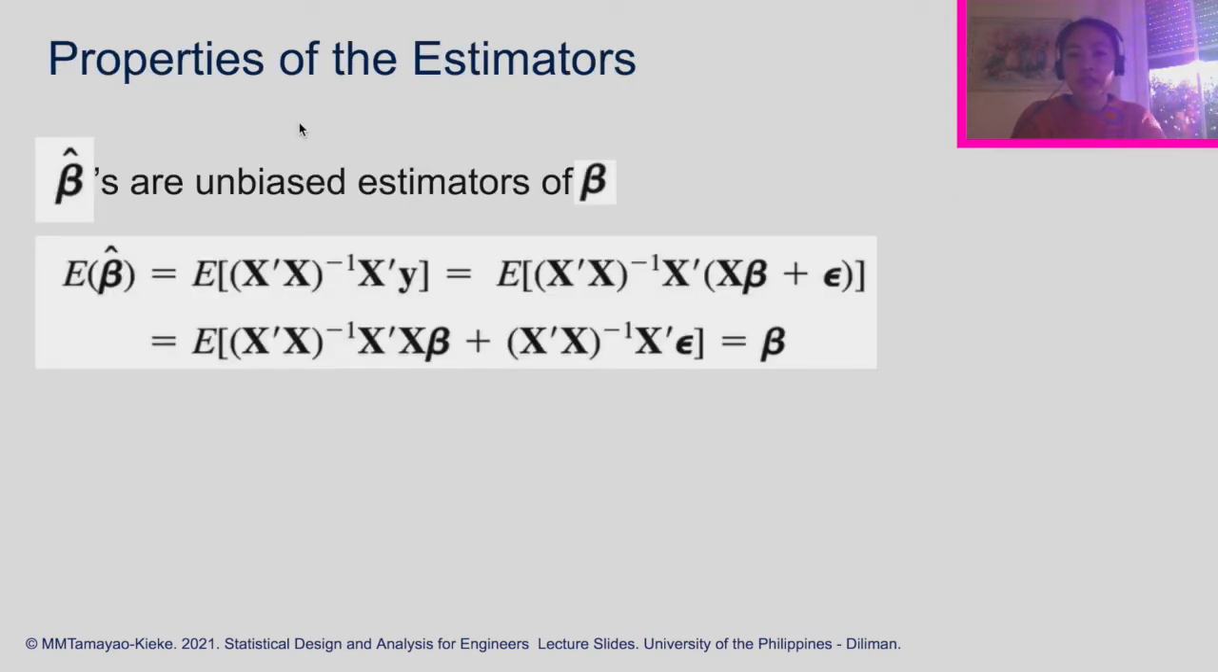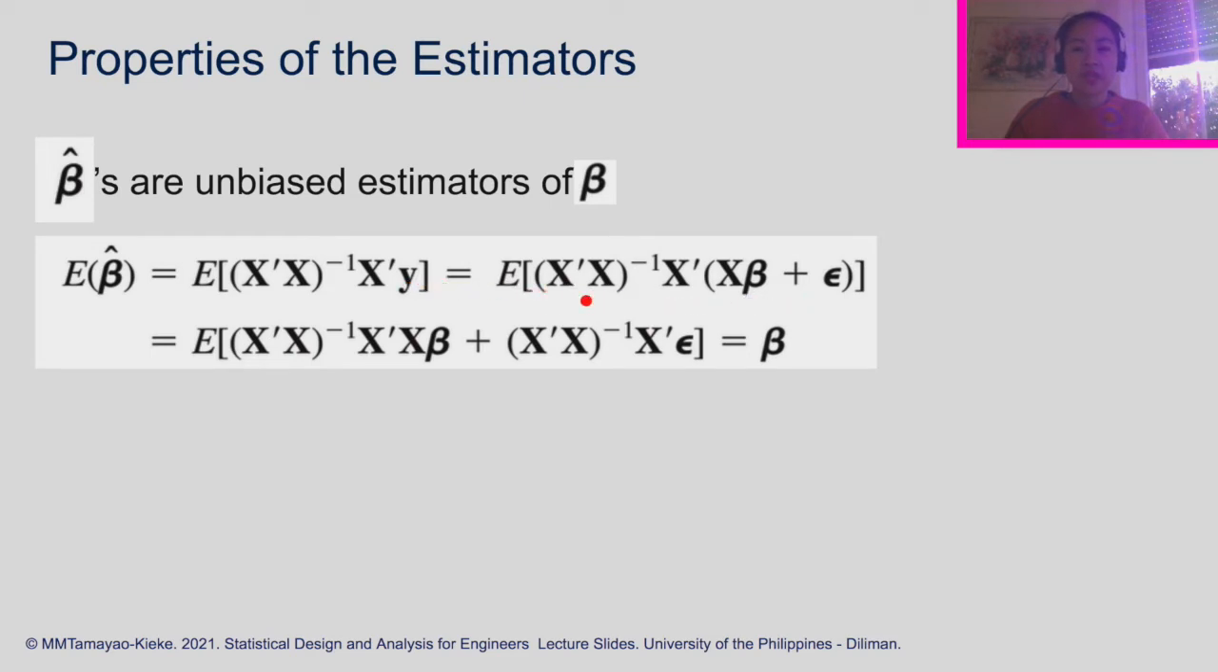Here are some properties of the estimators. The beta hats are unbiased estimators of beta, and we can show it here. The expected value of beta hat should be equal to beta, the true value of the parameter. We know that beta hat is equal to the inverse of X'X times X'y, and we can substitute X beta plus epsilon for y here. So we have this expression.